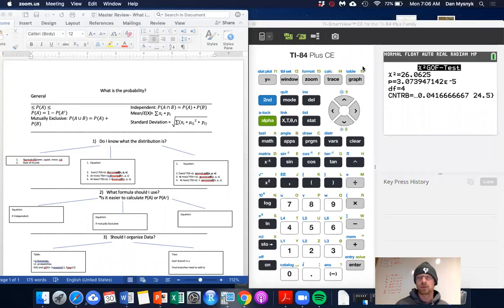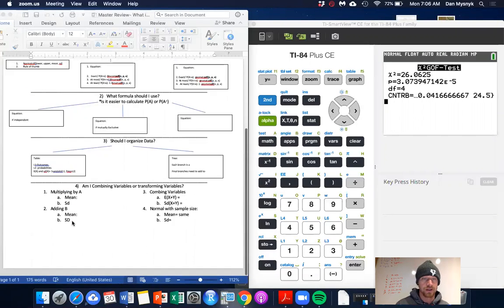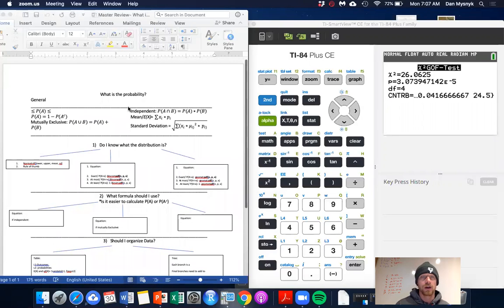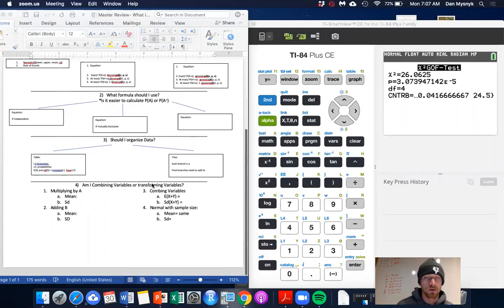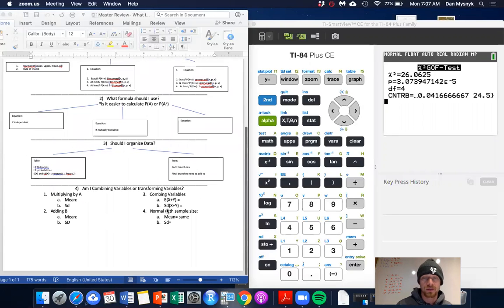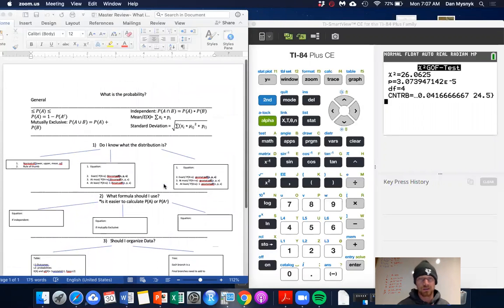All right, here's some probability review. You can find this sheet on LMS. It's called Master Review, What is the Probability? If a problem says anything about what is the probability, or a random variable, or a standard deviation, or a mean, your answer is probably on this sheet. But I'm going to go ahead and walk you through a bunch of this stuff.